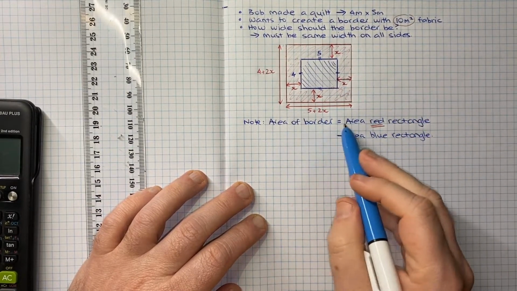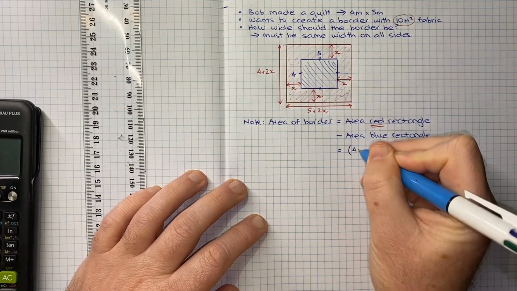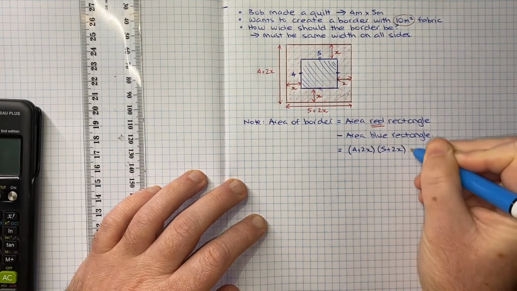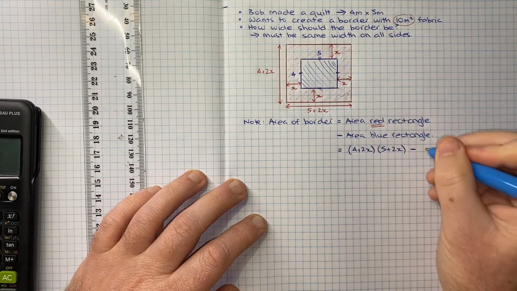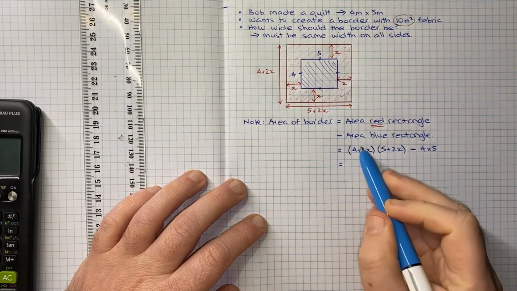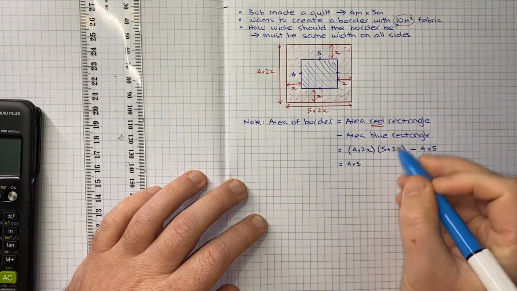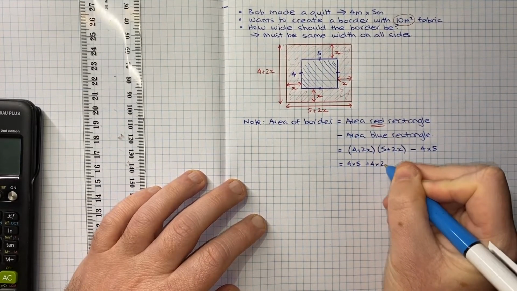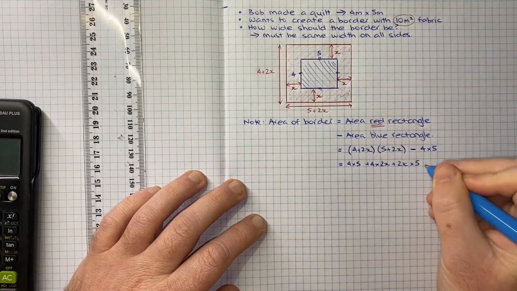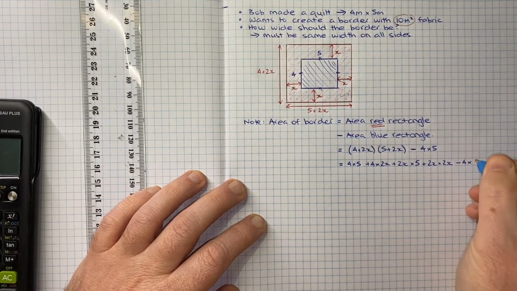So this area of the border we can write as the area of the red rectangle, which would be 4 plus 2x times 5 plus 2x, minus the area of the blue rectangle, which we could write as simply 4 times 5. So now we just need to expand these brackets. So we'll have 4 times 5 plus 4 times 2x plus 2x times 5 plus 2x times 2x minus 4 times 5.